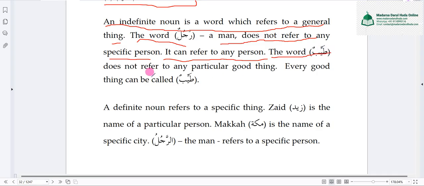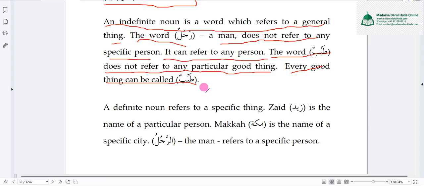The word tayyibun does not refer to any particular good thing. Every good thing can be called tayyibun. So nakira, the indefinite noun, is a word which does not tell us about something specific. Even after hearing the word, we may not be able to get the exact idea or extract the exact information of what the speaker is trying to tell us.